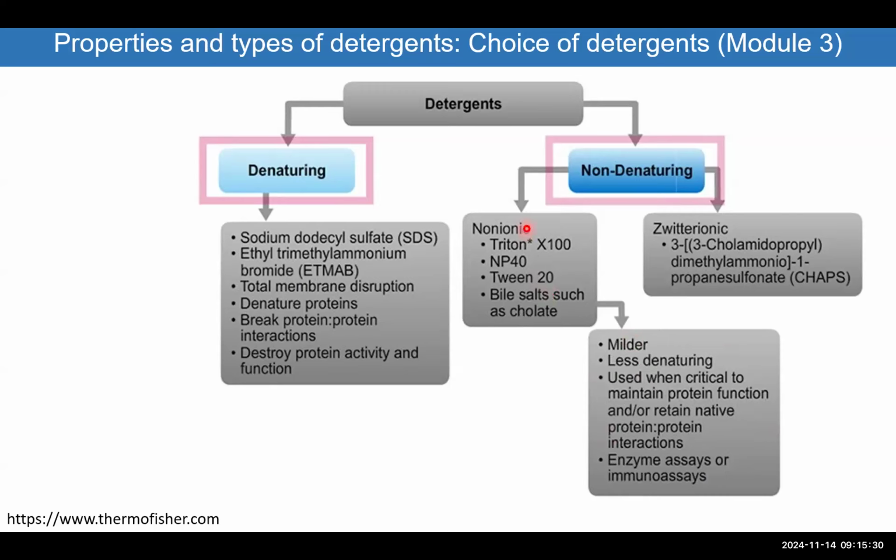So if you are extracting, for example, a protein just to do Western blotting and check how much of that protein is there, you don't care about the function of that protein. You just care to see if it's there or not. So you would go here. But if you are extracting an enzyme and you want to see the activity of the enzyme, you don't want to kill the enzyme, so probably you want to go this route. So depending on the experiment, you would choose what to do.